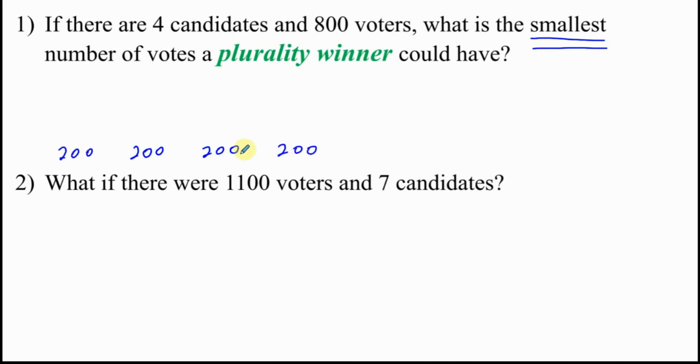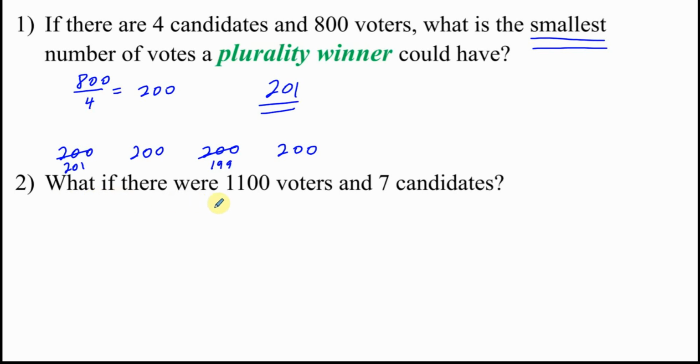They all received 200. Now, if one voter changed their mind, say one of these voters says, I don't want to vote for this person, I want to vote for this person. Now we have a winner. And the way to determine that minimum number, that 201, is just to take the number of voters divided by 4, and that's 200. Now that would be a four-way tie, right? Four-way, 200 each, that's a tie. So you need one more than that. So you need 201. Okay?